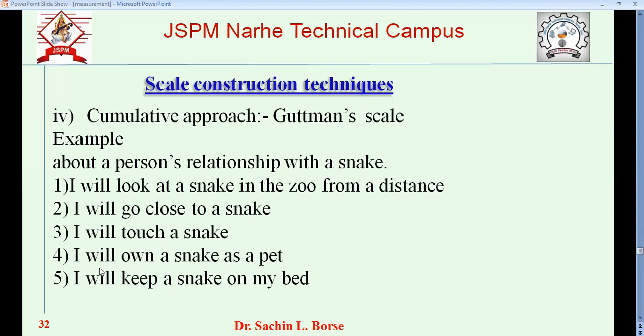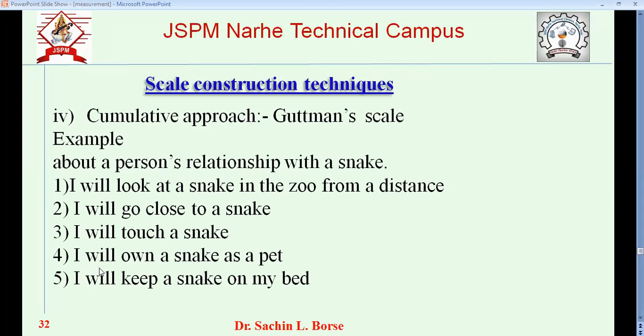Like question number 1, the person will say, I will look at a snake in the zoo from a distance. That means I will just look at the snake. I will not go near to him, not touch him. This is the first statement. The second statement is, I will go near to the snake. Then third, I will touch a snake. Fourth one, I will have a snake as a pet. Fifth one is, I will keep the snake on my bed with me.